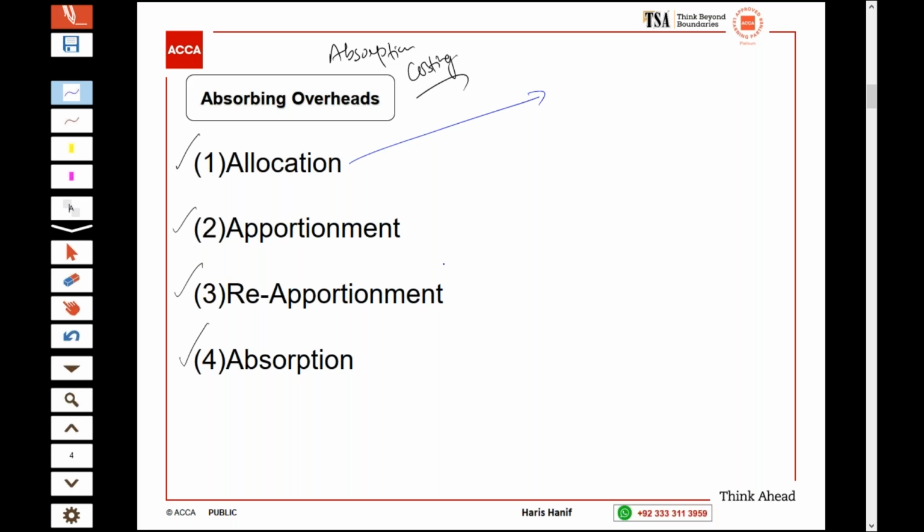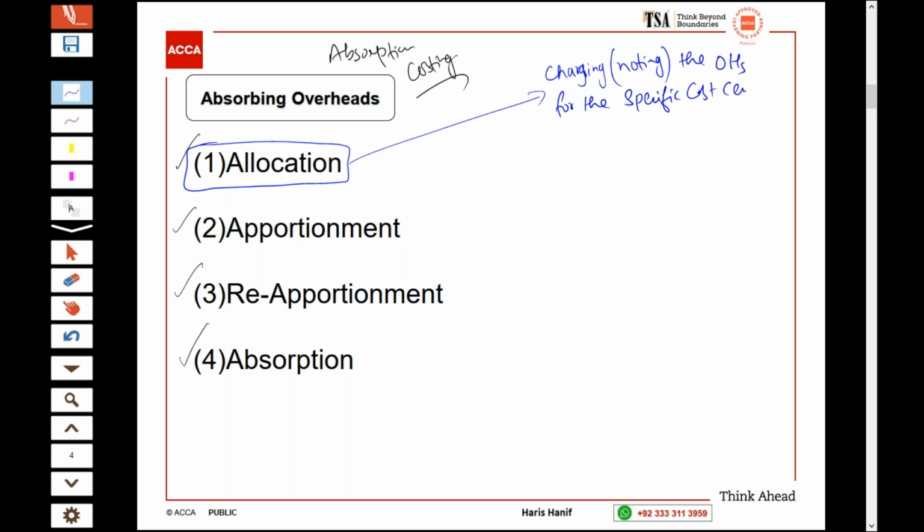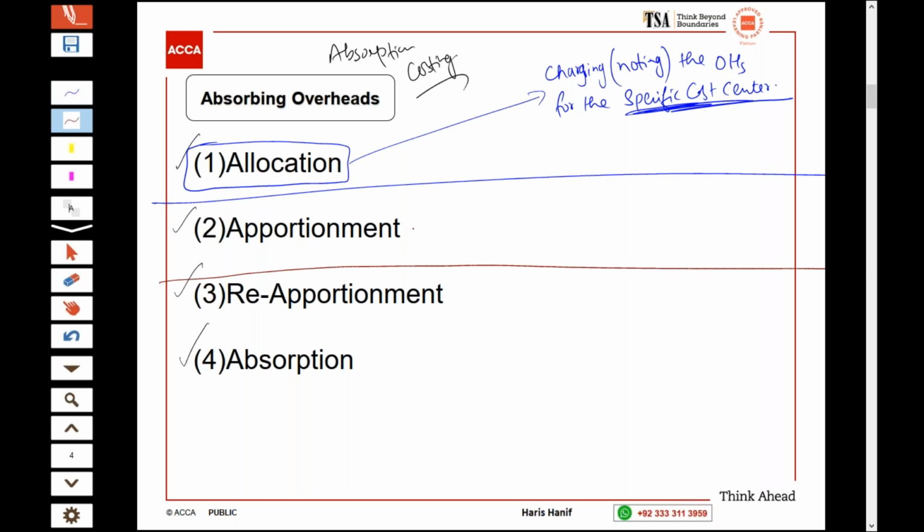But what does allocation mean? Allocation means charging, or you can say simply noting the overheads for the specific cost center. This is allocation. Now, what do you mean by the term apportionment?